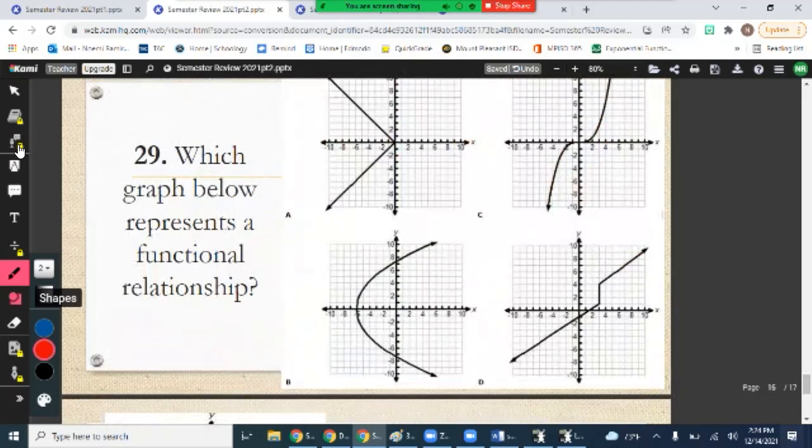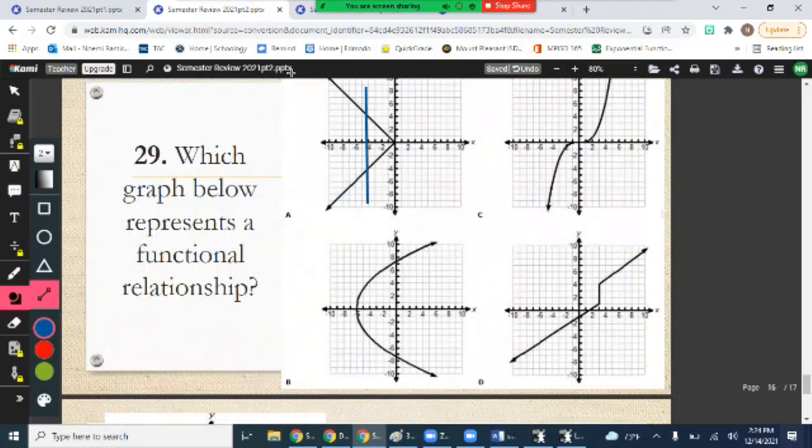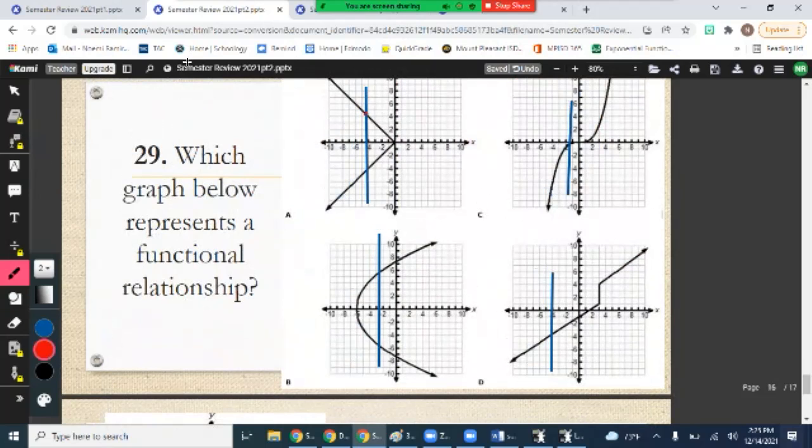Functions. We did something similar yesterday. What did we have to do? Draw a vertical line. Awesome. So I'm going to draw a vertical line. We have to make sure it doesn't do what? Crosses more than twice. Now, A crosses twice, not it. C crosses once, maybe. B crosses twice, not it.